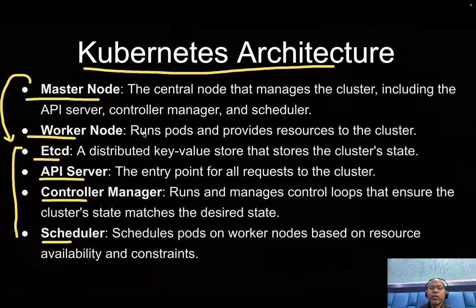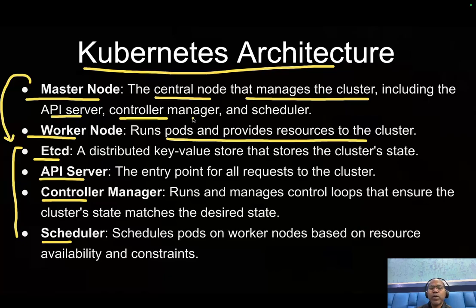And the worker node is responsible to run and provide the resources to the cluster. And the master node is a central node to manage the cluster, including the API server, controller manager, and everything. So as a high level architecture review, the control plane is responsible for managing your clusters, and the worker nodes are responsible to run the pods, and pods require some resources, which they offer. And these are the internals about the control plane, the master node.